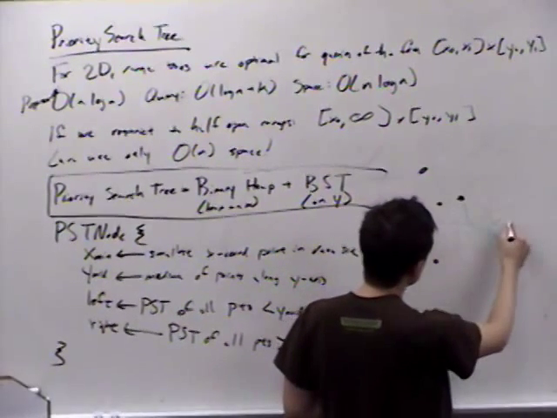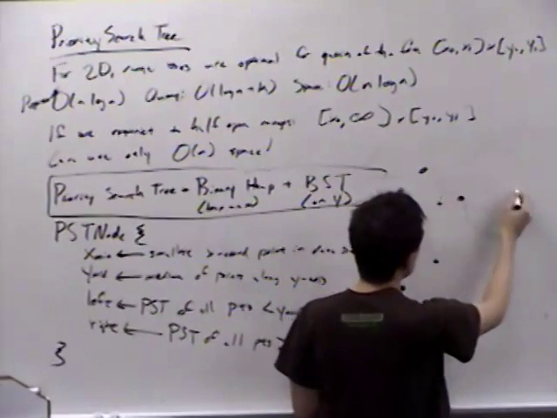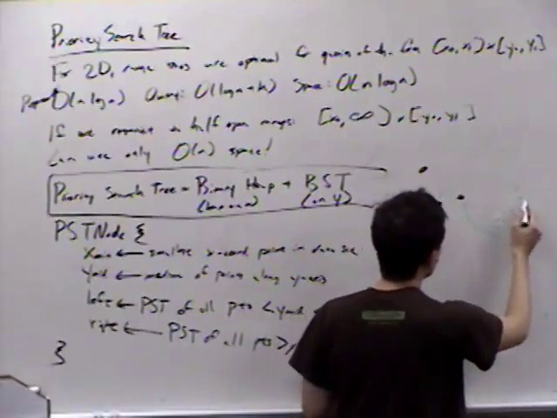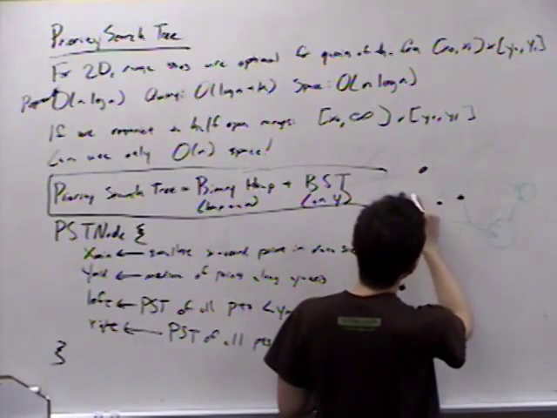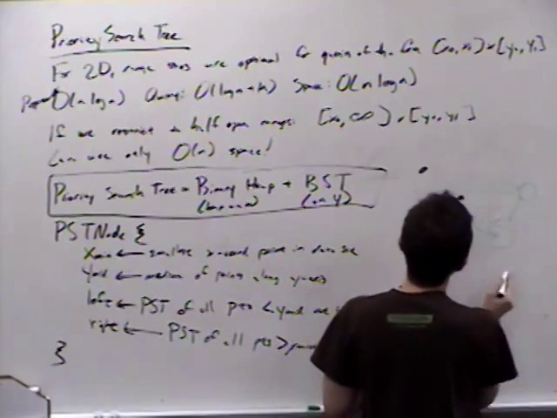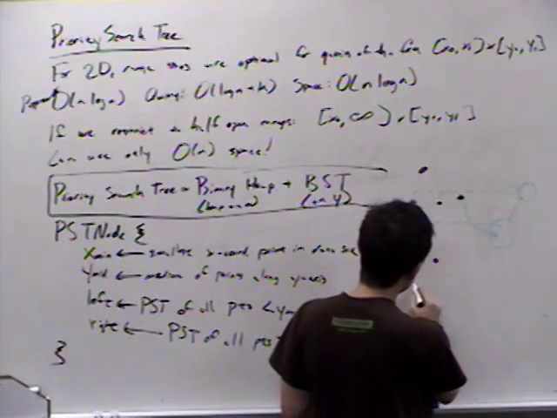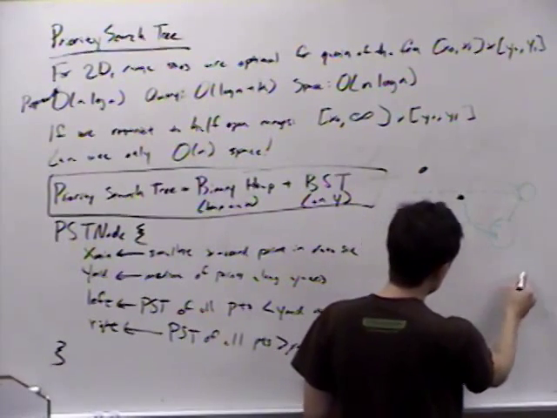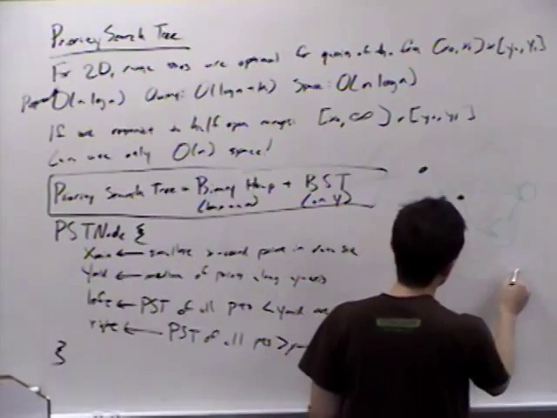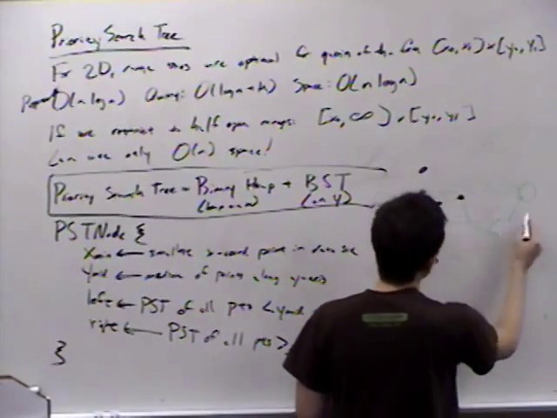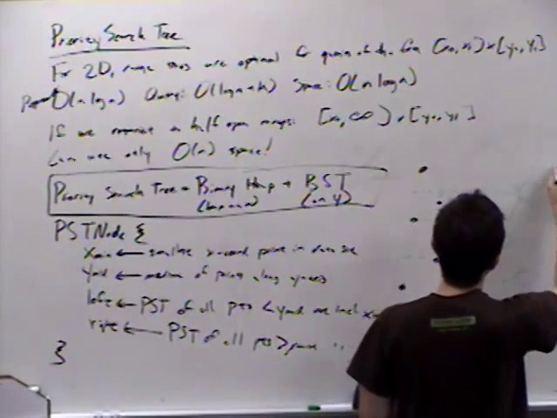So let's go to this side. Again, we take the smallest node out of the tree, store it there, and recurse here on this side. Again, we store that thing here.